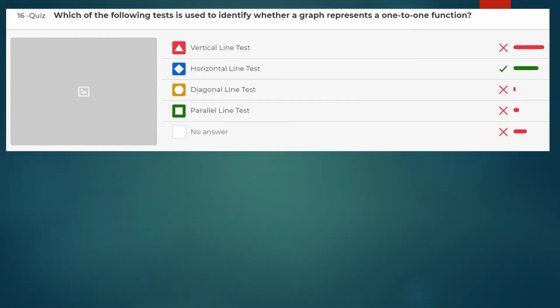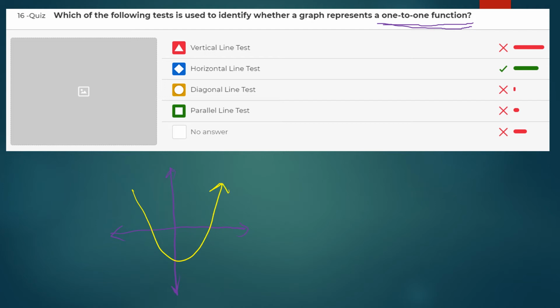Okay, so for question number 16, which of the following tests is used to identify whether a graph represents a one-to-one function? Okay, so medyo marami dito. Marami yung vertical line test. Siguro because you're familiar with the vertical line test when we are dealing with the functions. Okay, but the vertical line test is used if we are going to identify whether a given graph is a function or not.